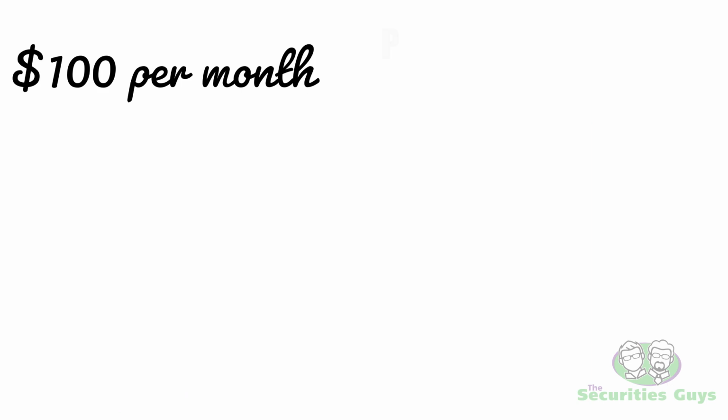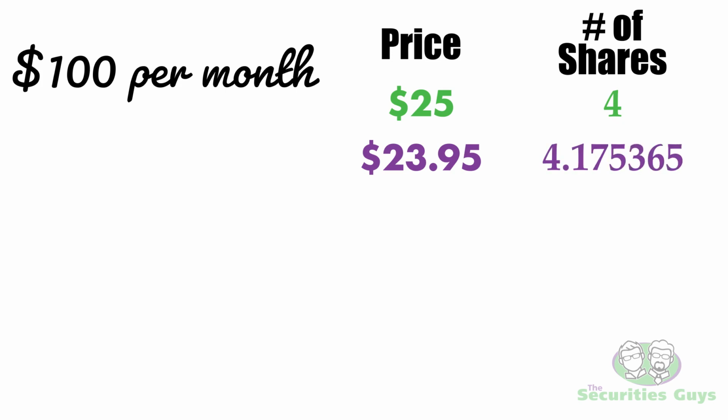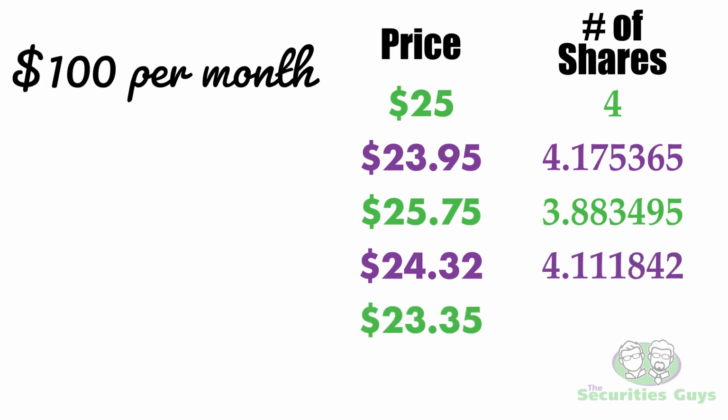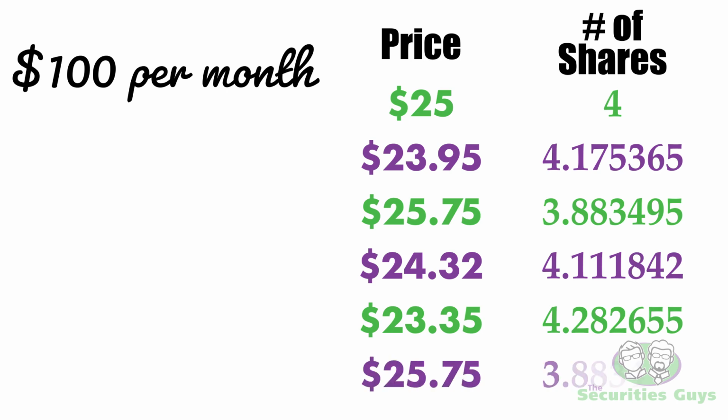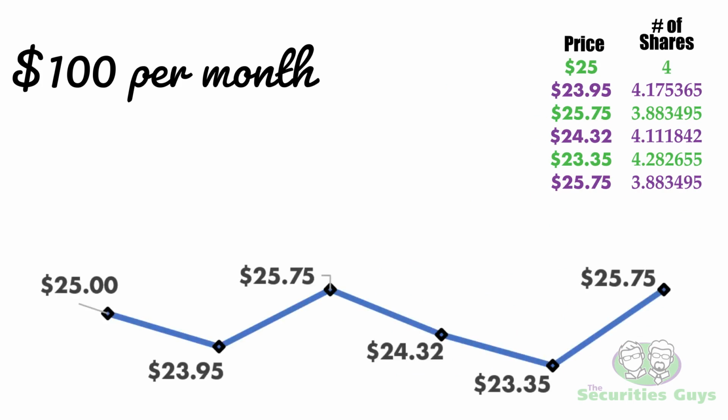Let's say the stock again starts at $25, then moves to $23.95, so we buy more shares. Then it goes to $25.75, so we buy fewer shares. Then it goes to $24.32, and we again buy more shares. Drops to $23.35, so we buy more shares again. And finally it rises to $25.75, and so we buy fewer shares. We can tell by the graph it's going up and down, staying around the same value.